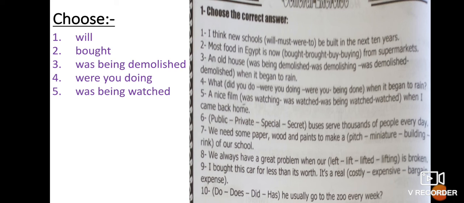Number 6: what bus serves thousands of people every day? Public bus. Number 7: we need some paper, wood, and pens to make a miniature of our school. Number 8: we always have a great problem when our elevator is broken. Number 9: I bought this car for less than it's worth. It's a real bargain. Number 10: does, do, did, has: usually goes to the zoo every week. Number 10, does.